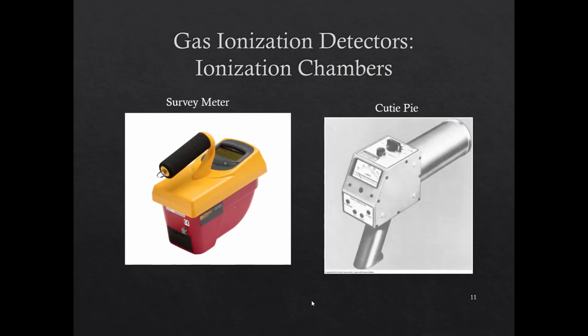There's also the survey type meters. So on the left-hand side for the survey meter, I call this the Ronald McDonald meter. It's actually a Fluke or Victoreen. That's going to be very useful in the department, so you can use this to survey patients and make sure that they're within compliance of regulatory limits before you release them.